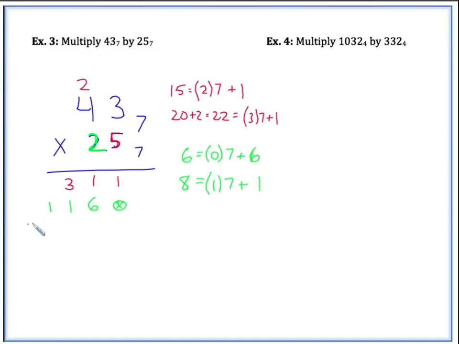Now what we have to do with this is come back and we're going to add, but we have to add in base 7. So these are still base 7 numbers right here. So 1 plus 0 is 1. 1 plus 6 is 7, which is 1 group of 7 with 0 left over. And then 1 plus 3 plus 1, that is 4 plus 1 or 5. And then 1. So we have 1, 5, 0, 1, base 7.